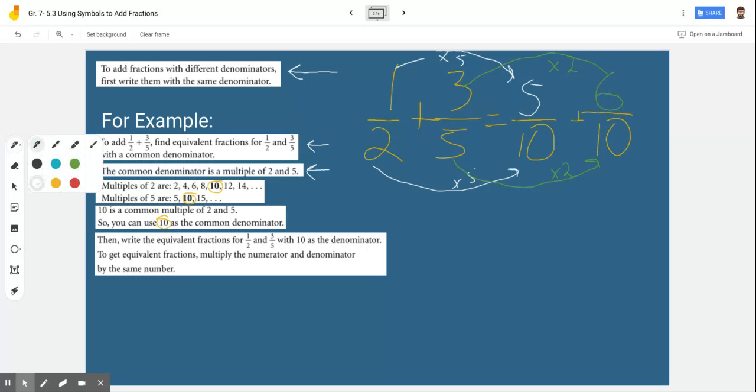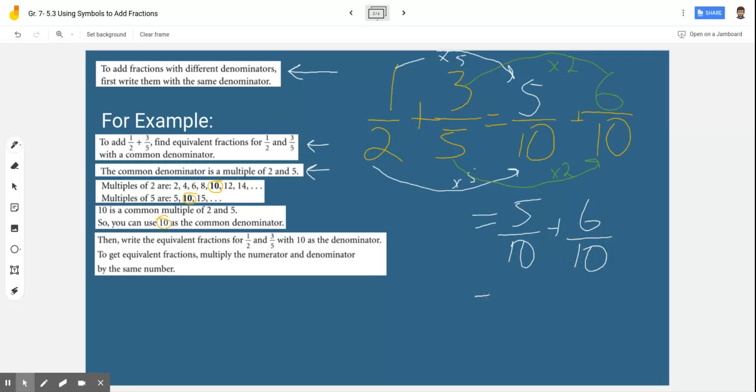What I do then is I add the numerators together because I have a common denominator, and I get 11/10. In this case here, we have to either reduce or change to a mixed number, and this is an improper fraction, so I'm left with 1 and 1/10, which is my final answer.